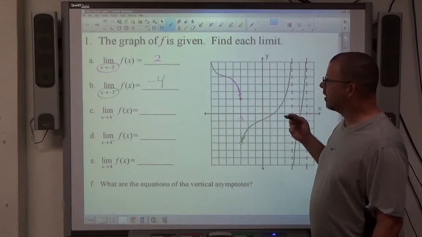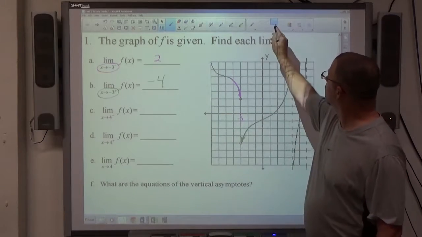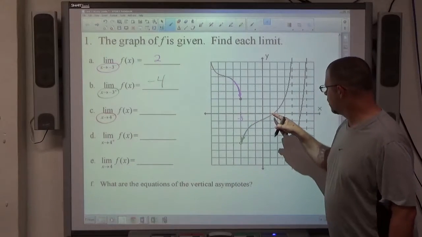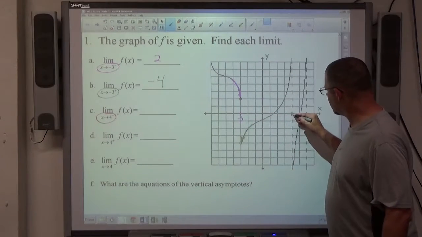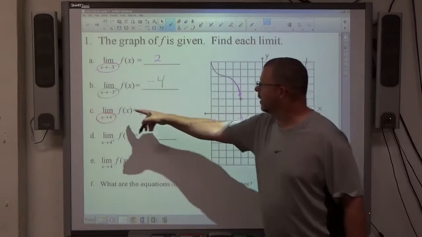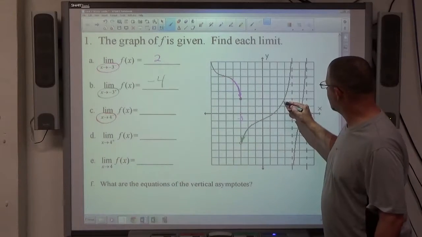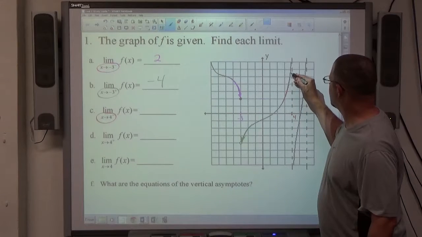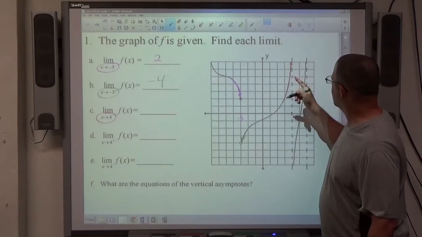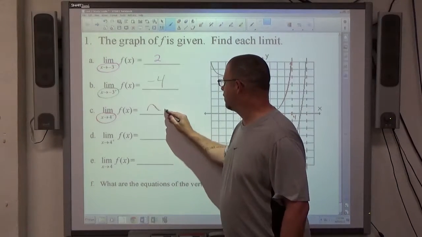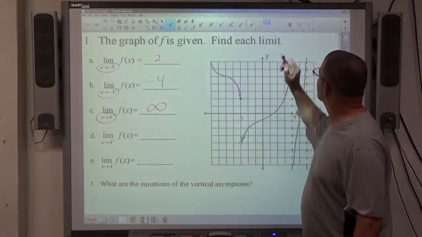As far as the limit as x approaches 4 from the left, now we're 1, 2, 3, 4, we're right here at this vertical asymptote. From the left-hand side, again, we're doing a limit, which tells me I'm on the graph. I'm riding along the graph approaching from the left, so I'm going this direction. The graph seems to be going straight up. That tells me positive infinity is the limit.